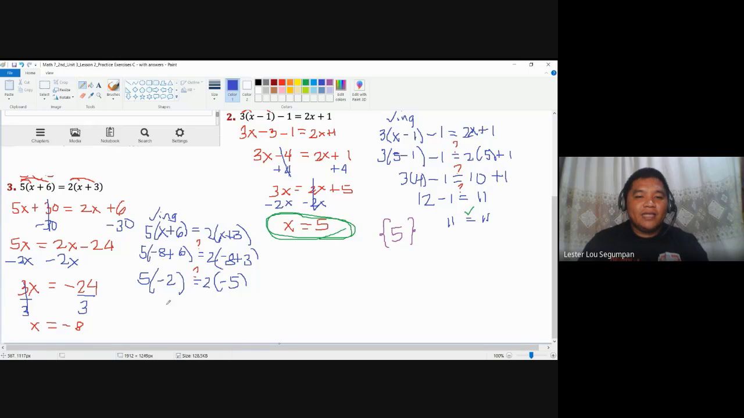And then 5 times negative 2 is negative 10. The other side is also negative 10. Both sides are now equal. Then we are now assured that this is not just an answer to the variable, but more importantly, a solution to the equation. And your solution set is not a set containing 8 or an empty set. It is a set containing negative 8.